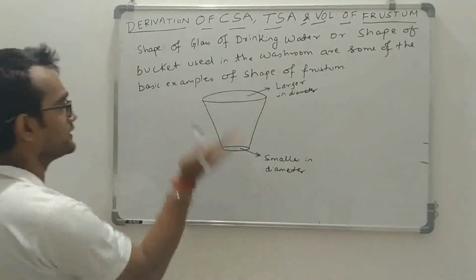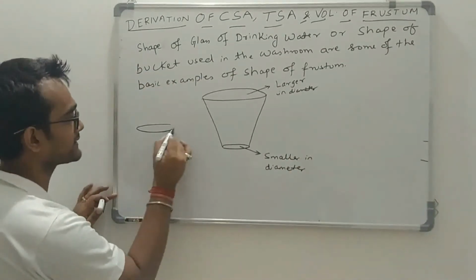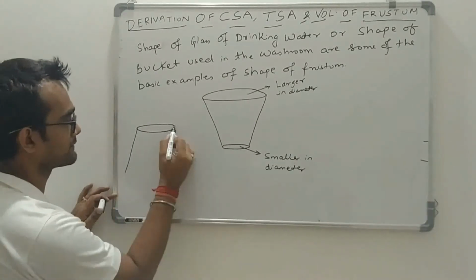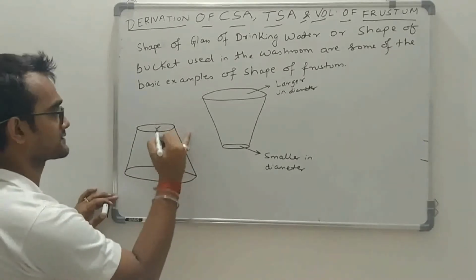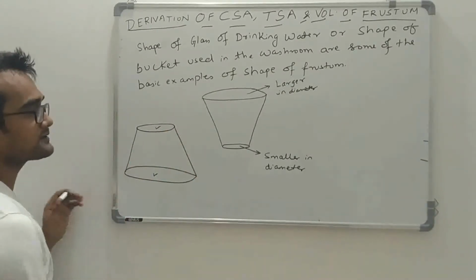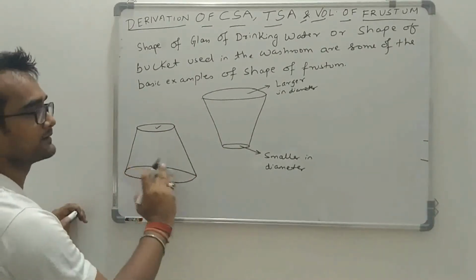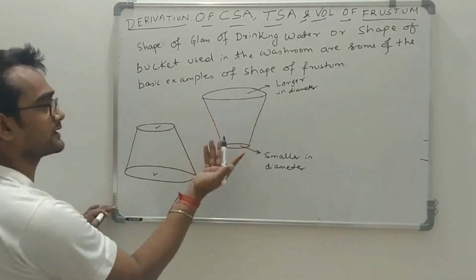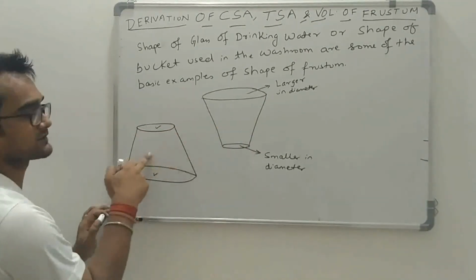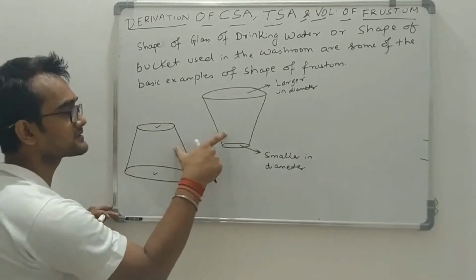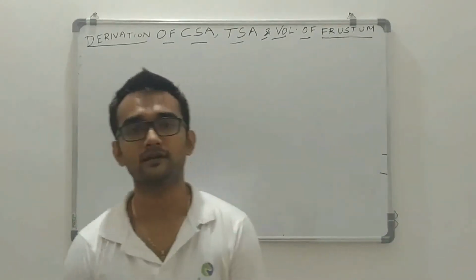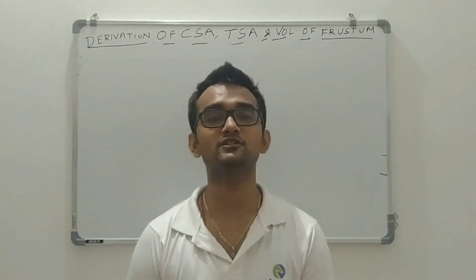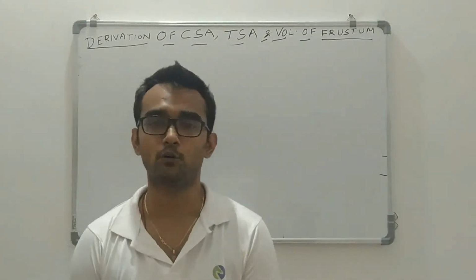And if you will invert it, it will look like this. This one and this one. Thus, both are same. This is the straight one, and after inverting it, it looks like this. So this is the shape of a frustum. After knowing what is frustum and how it looks like, now I will let you know how a frustum is obtained.